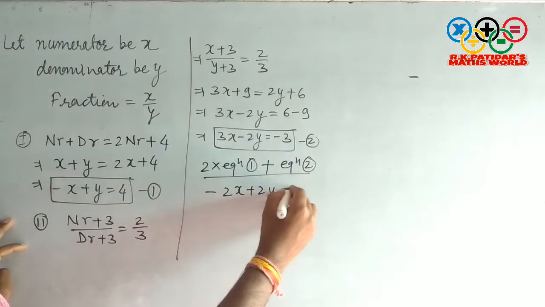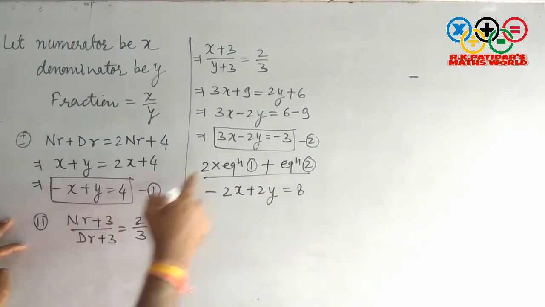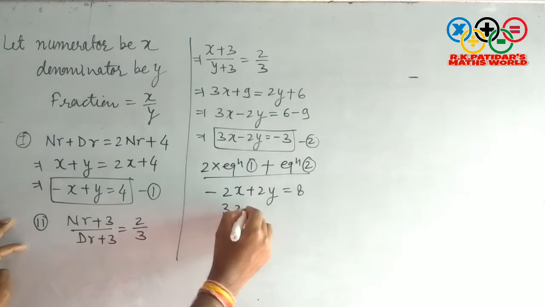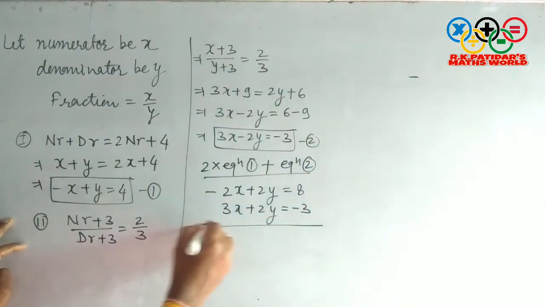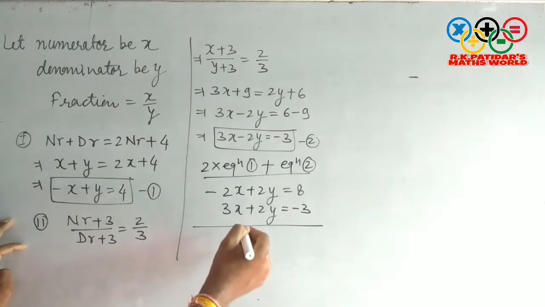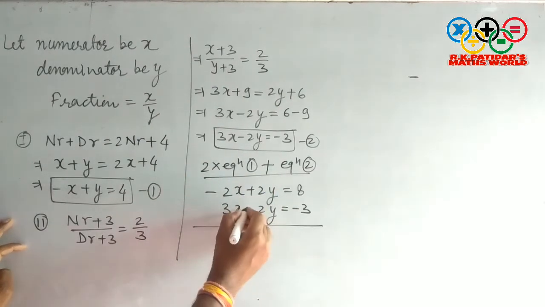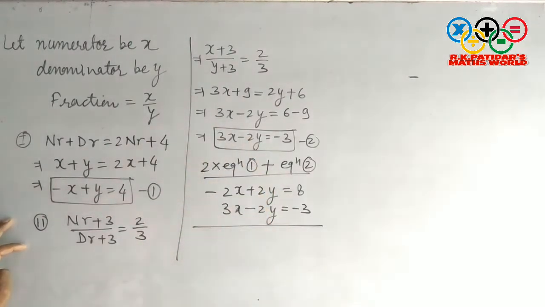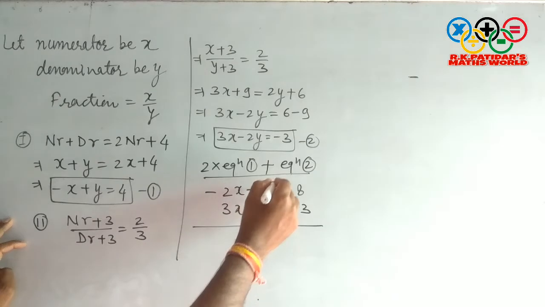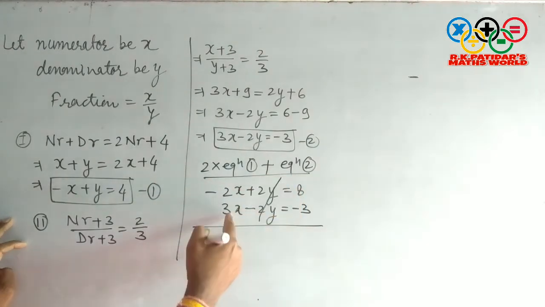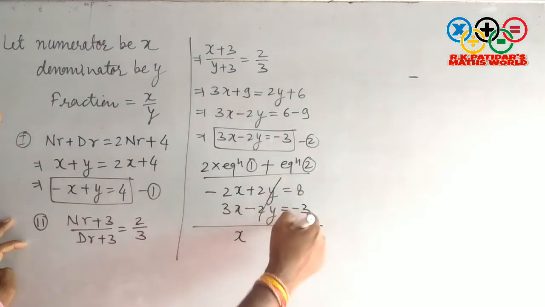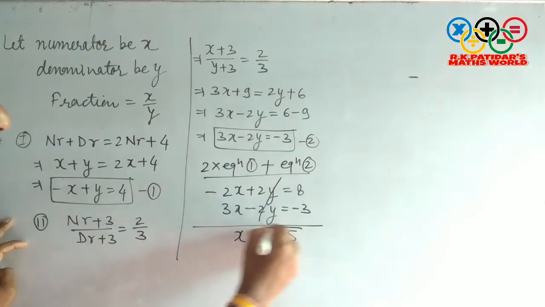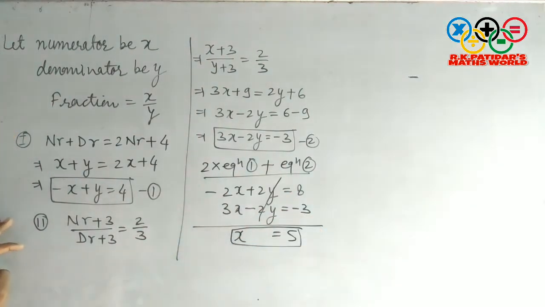2 into this minus 2x plus 2y is equal to 8. Then 3x plus 2y is equal to minus 3. ऐड कर रहे हैं, साइन चेंज नहीं होगा, माइनस 2y कैंसल. 3x minus 2x is x and 8 minus 3 is 5. So value of x is 5.